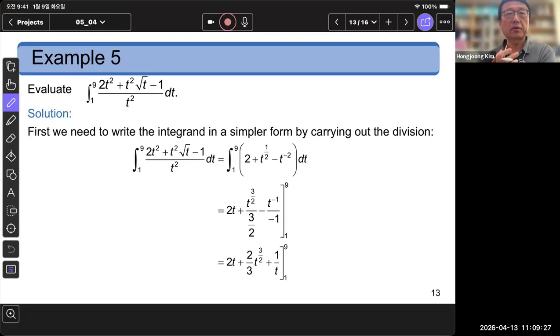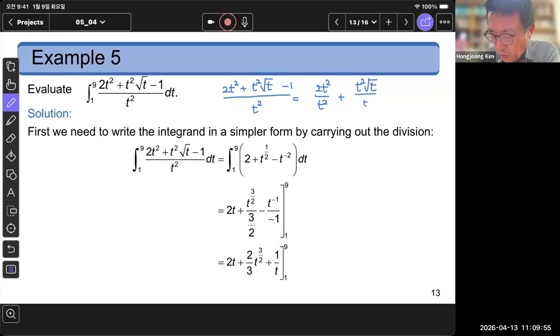Then how about this one? Even though it is not given in the table, if I rewrite this, the integrand (2t squared plus t squared square root of t minus 1) over t squared will be 2t squared over t squared plus t squared square root of t over t squared minus 1 over t squared. The first term will be just 2. The second term is just the square root of t, which is t to the 1/2 power.